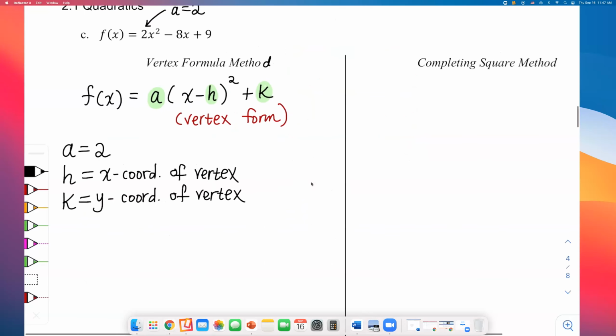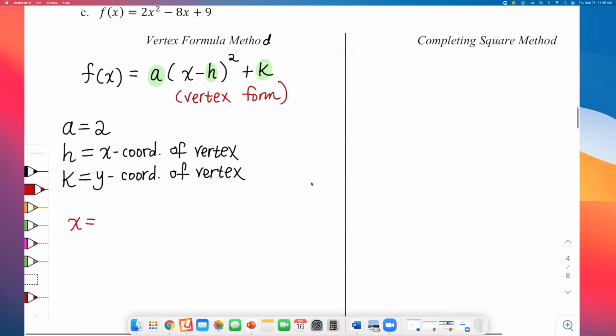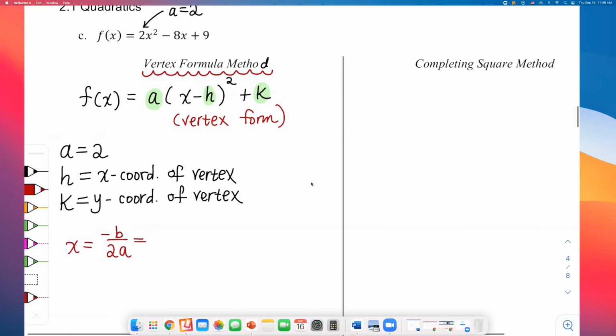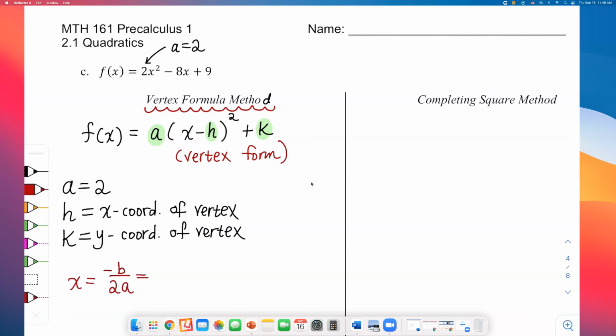All right, I'm going to find the x-coordinate first. The x-coordinate of the vertex, you can find by using the vertex formula. That's why I call this the vertex formula method. It's negative b over 2a. Now I know what a is, but what is b? B is negative 8. So let's plug in b of negative 8 and a of 2 into this vertex formula. I have to do negative b, so negative 8, the opposite of negative 8 is positive 8, divided by 2 times 2. If I simplify that, I get the x-coordinate of the vertex is 2, which means the h value is 2.